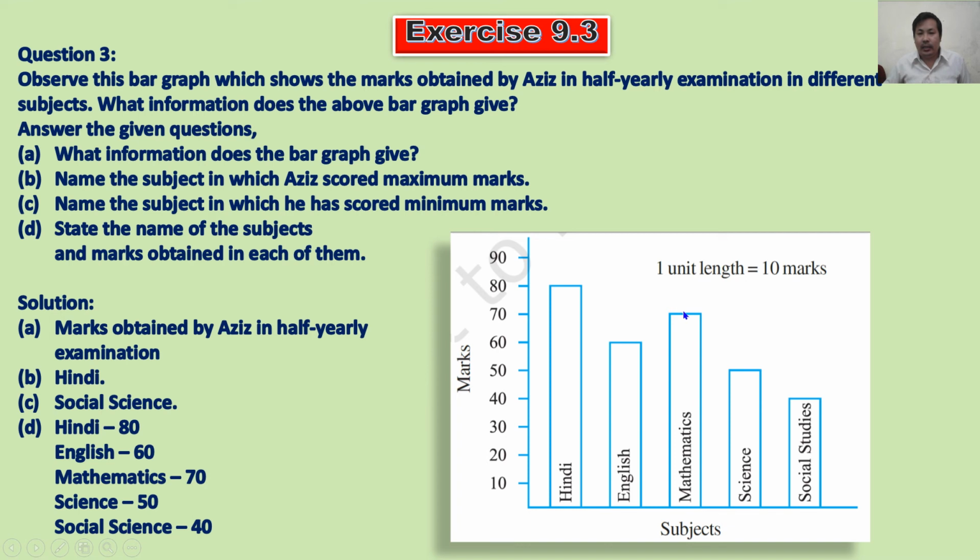What is the height of mathematics? The height is up to 70. So 70 marks is in mathematics. And for science the height is up to 50. That means 50 marks in science. Like this, we are giving the answer to this question.